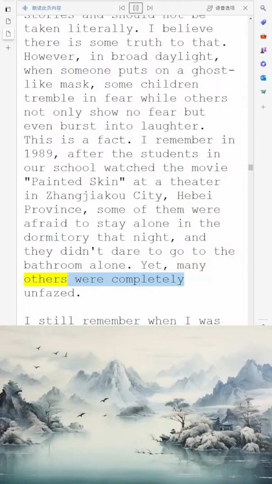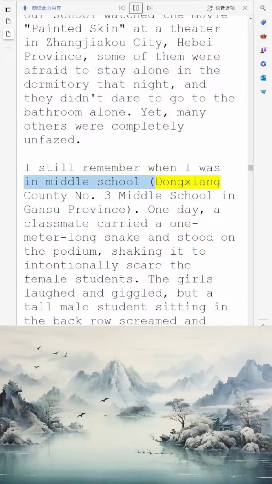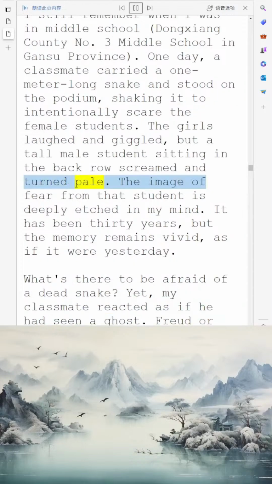Yet, many others were completely unfazed. I still remember when I was in middle school, Dongxiang County No. 3 Middle School in Gansu Province. One day, a classmate carried a 1-meter-long snake and stood on the podium, shaking it to intentionally scare the female students. The girls laughed and giggled, but a tall male student sitting in the back row screamed and turned pale. The image of fear from that student is deeply etched in my mind. It has been 30 years, but the memory remains vivid, as if it were yesterday.